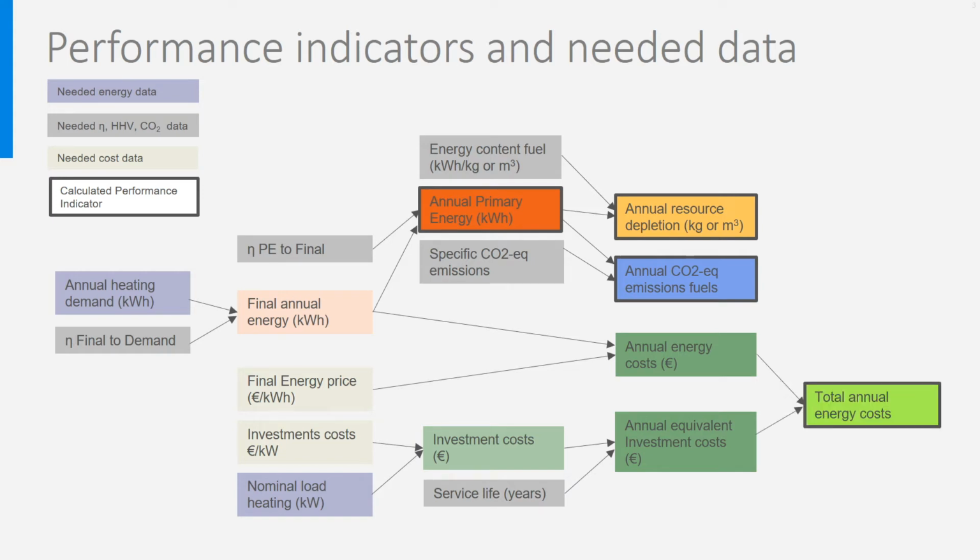So in total we end with 4 annual performance indicators, the ones with a thick black outline in the flowchart: primary energy, resource depletion, CO2 equivalent emissions, and total energy costs. And to estimate these performance indicators, we need the energy demand from the building, data on efficiencies, heating values, and CO2 emissions, and cost data.